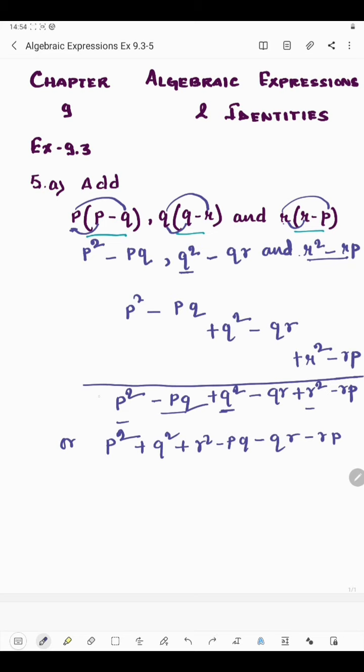So if you want to write this answer in this form, this is also correct. Here what we have done is just arranged all the terms in decreasing order. If you check the power, here the power is 2 and here the power is 1, so we have just written it in decreasing order. Now coming to part B.